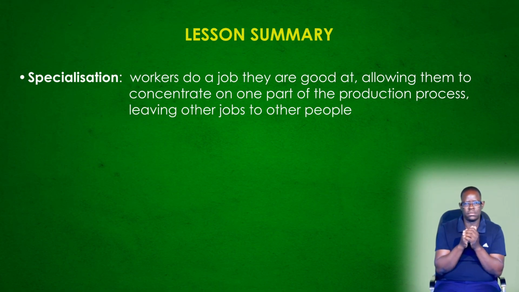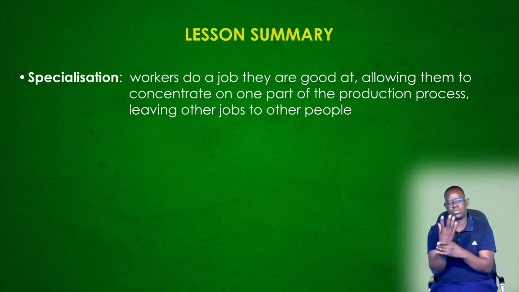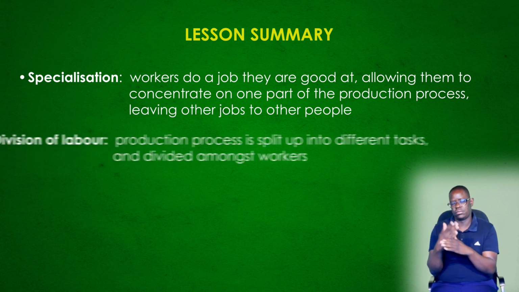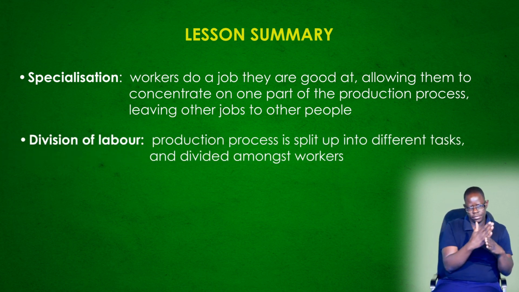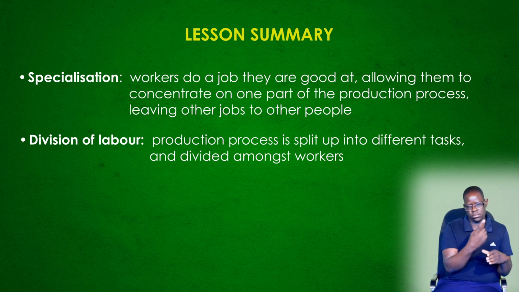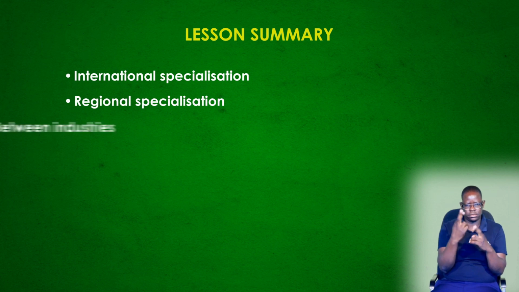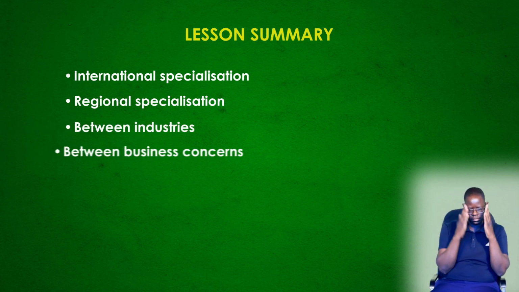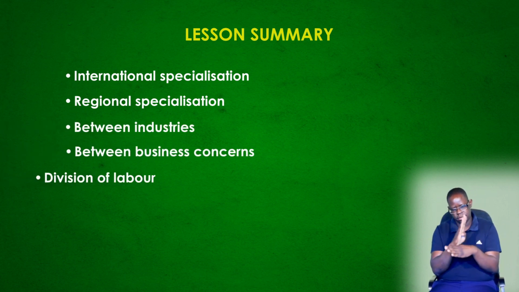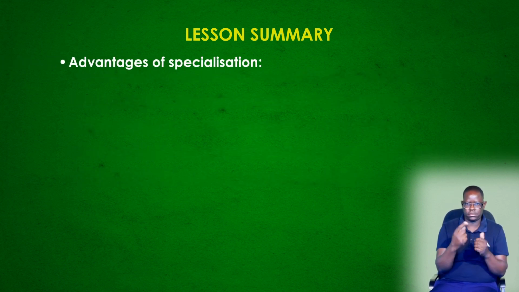Specialization is the process by which a worker does a job he or she is good at, allowing them to concentrate on one part of the production process and leaving other jobs to other people. Division of labor is where the production process is simply split up into different tasks and divided amongst workers so that each worker performs one of these tasks. There is international and regional specialization, specialization between industries, specialization between business concerns, and division of labor. Each has advantages and disadvantages.